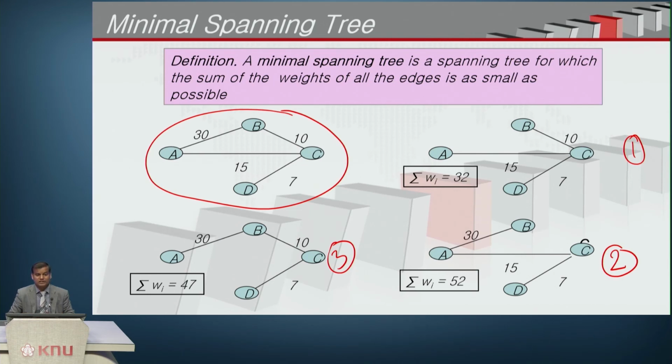The minimal spanning tree is the one which has the smallest possible weight. When you add all these together, the sum of the weights should be smallest, which clearly shows that among these, this one is the smallest, or in other words, this one is the minimal spanning tree of the given graph.